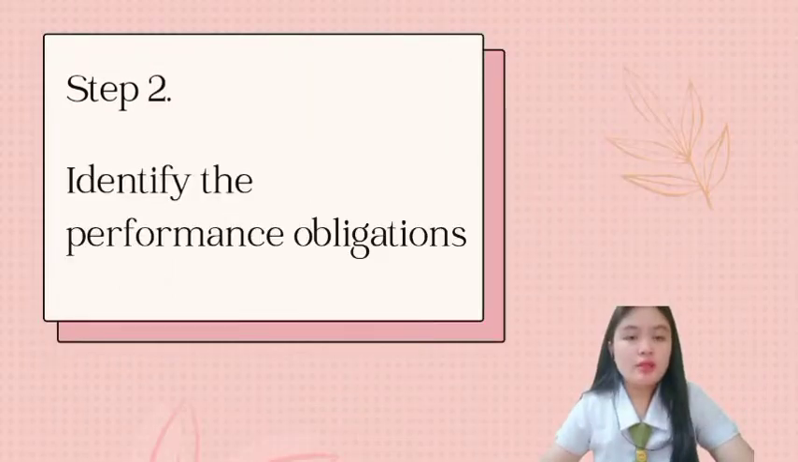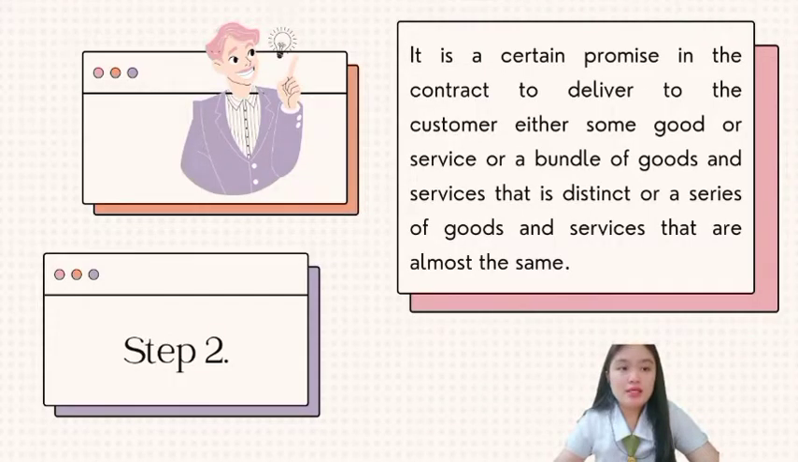Another step in the revenue recognition model in IFRS 15 is to identify the performance obligations in the contract. It is a certain promise in the contract to deliver to the customer either some good or service, or a bundle of goods and services that is distinct, or a series of goods and services that are almost the same. For example, when you sign up for monthly cleaning services or for monthly accounting services, and these services are basically the same each month.